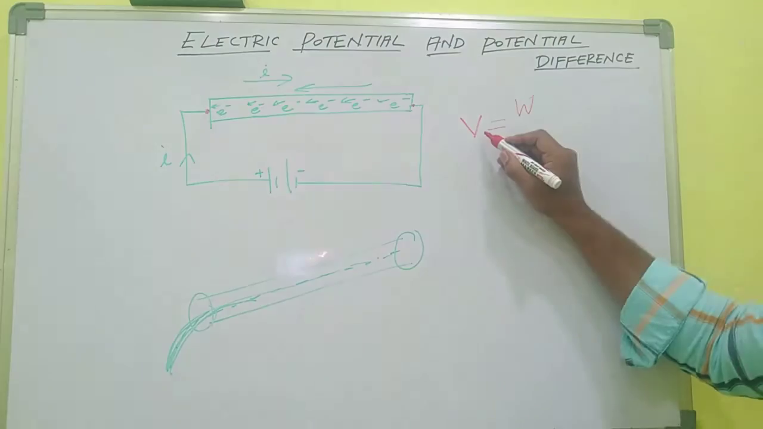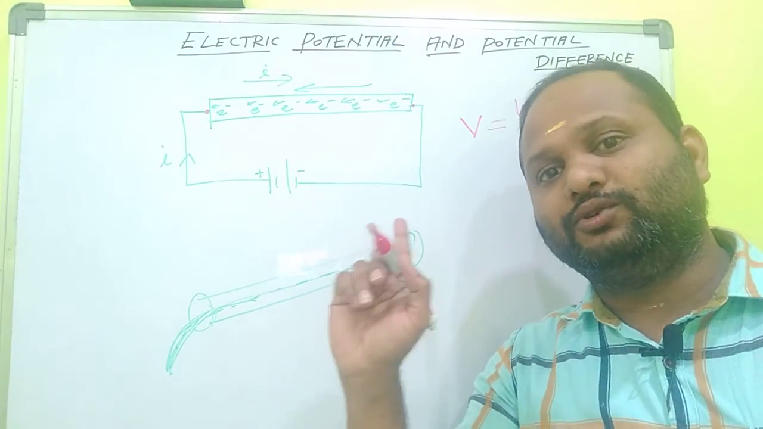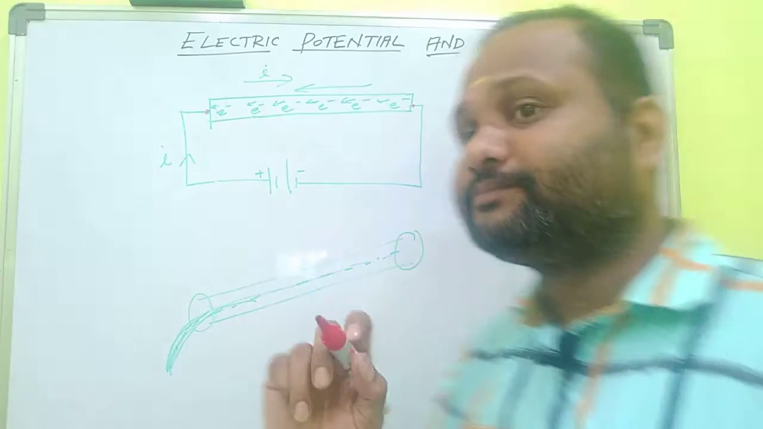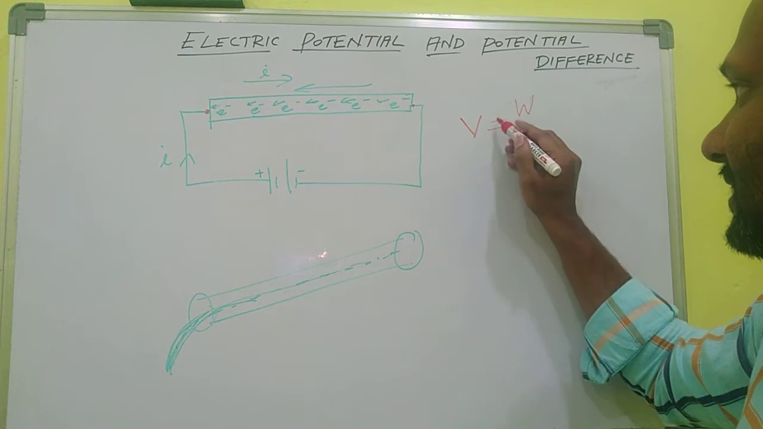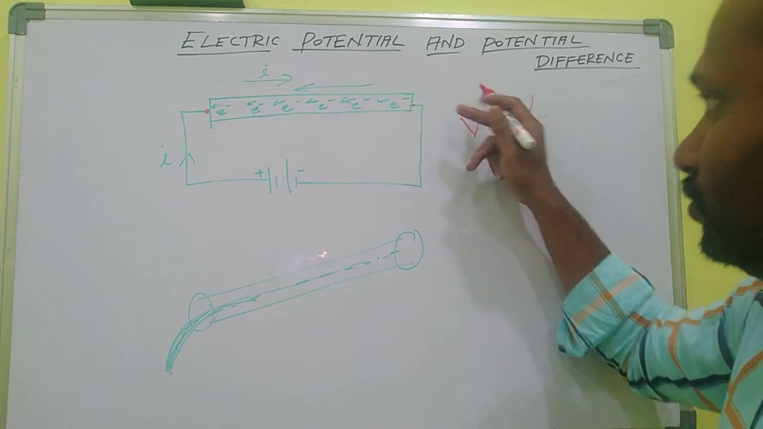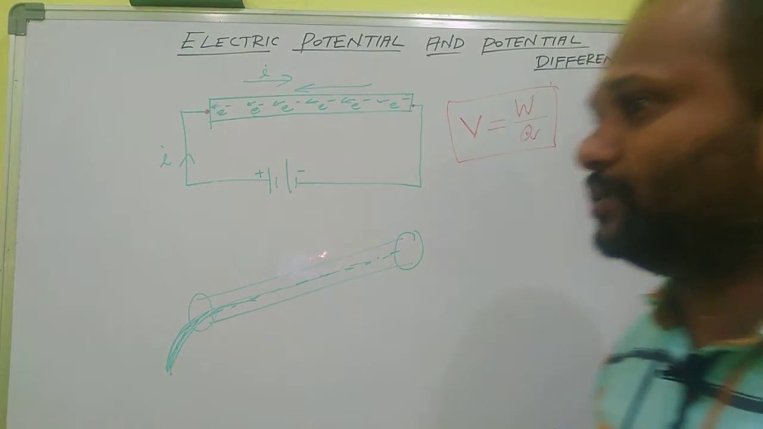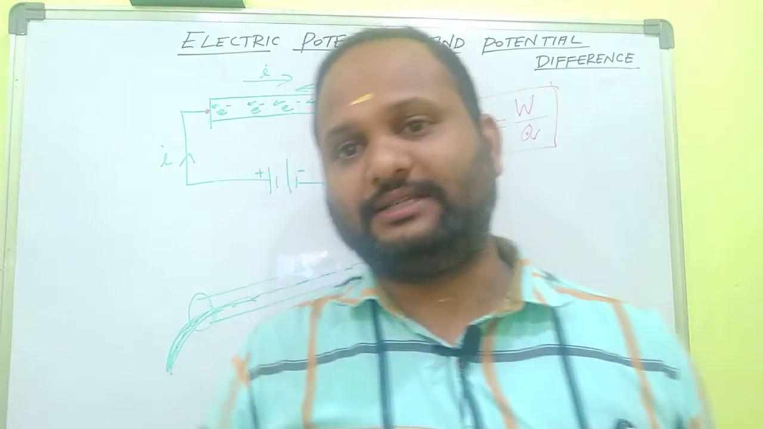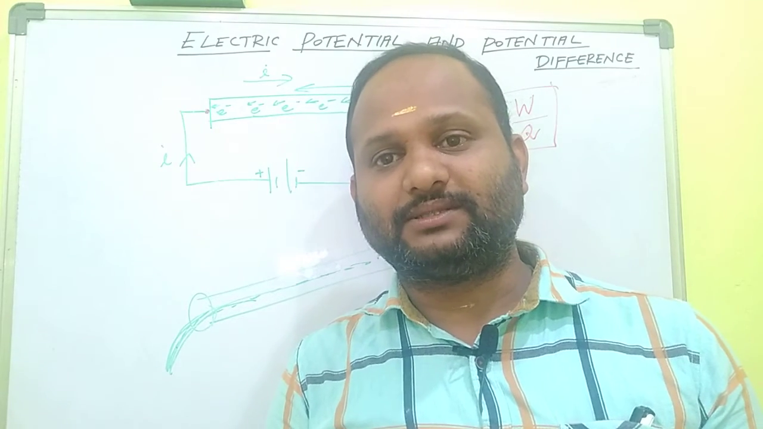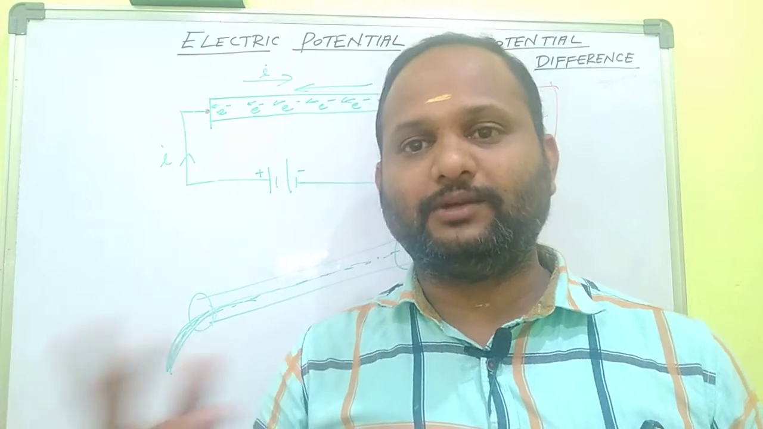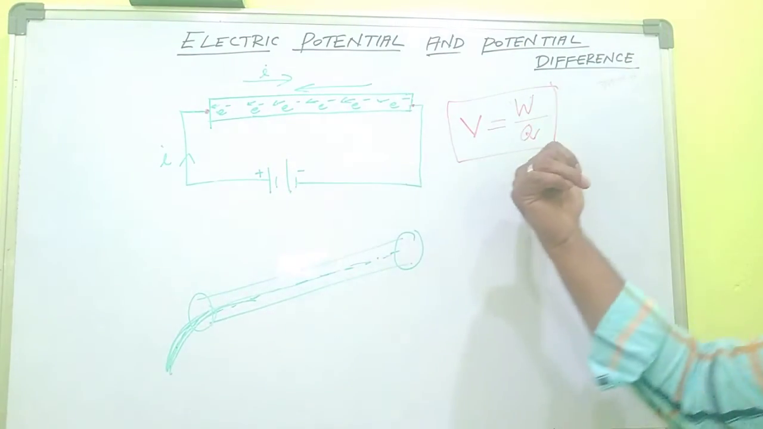So how do we define the electric potential difference? Please listen. That is one of the most important things, because it will be very useful in your higher studies also. Electric potential difference between 2 points is defined as the amount of work done to move a unit positive charge from one point to another, from one end of the wire to another end. That is the exact definition of potential difference between 2 points.